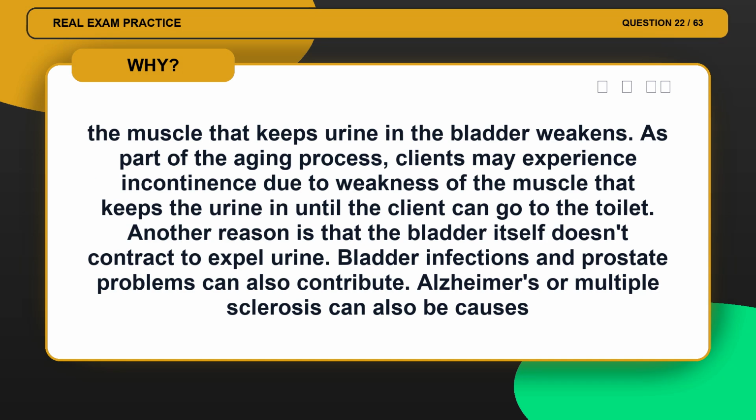As part of the aging process, clients may experience incontinence due to weakness of the muscle that keeps the urine in until the client can go to the toilet. Another reason is that the bladder itself doesn't contract to expel urine. Bladder infections and prostate problems can also contribute. Alzheimer's or multiple sclerosis can also be causes.